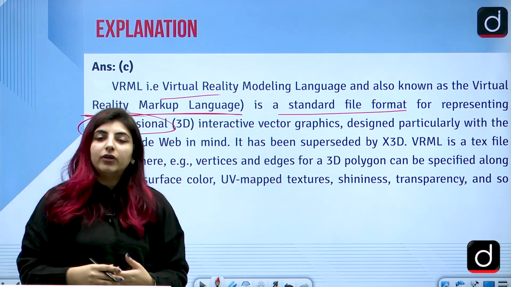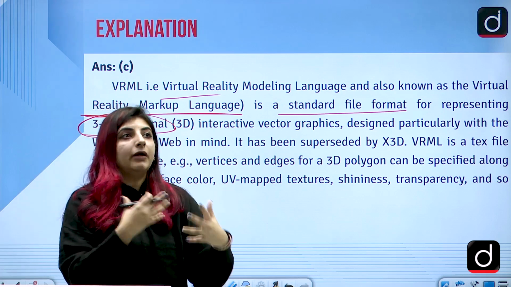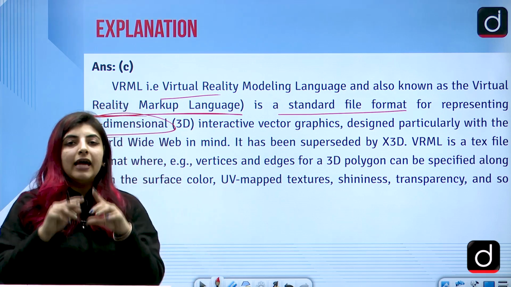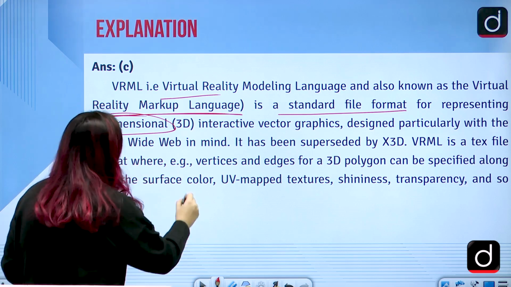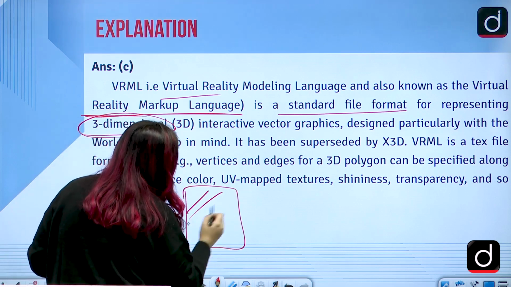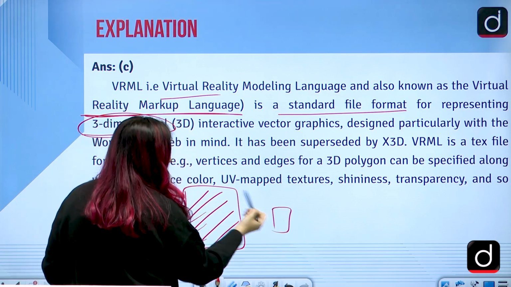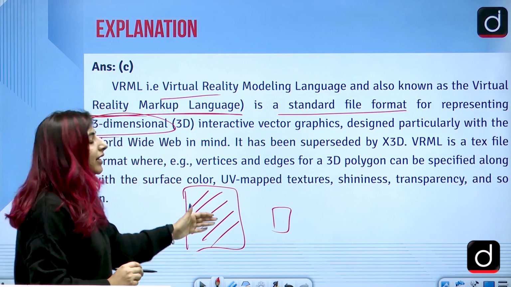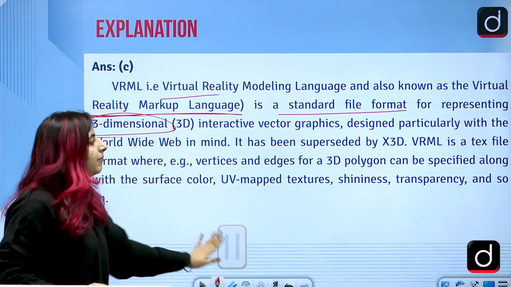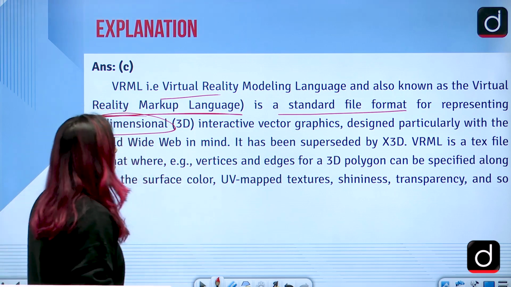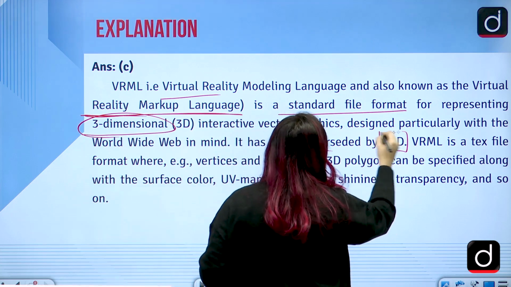Even if you search on Google for certain vector images and copy paste them in your PPT or your Word, you will see that they do not have a background. If you have a blue background in your Word file and you download a vector image and paste it on that, it will have that blue background only. Correct? So 3D things are being used, particularly with the World Wide Web in mind. It has been superseded by X3D.